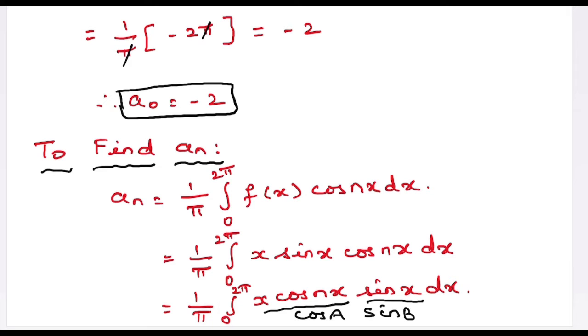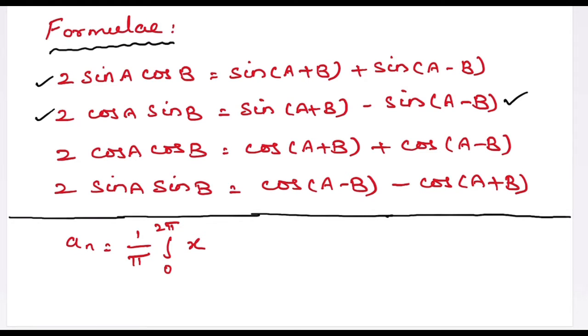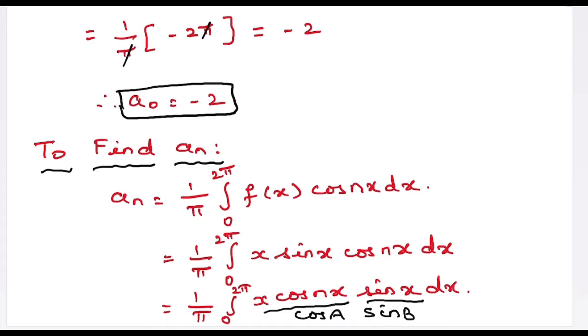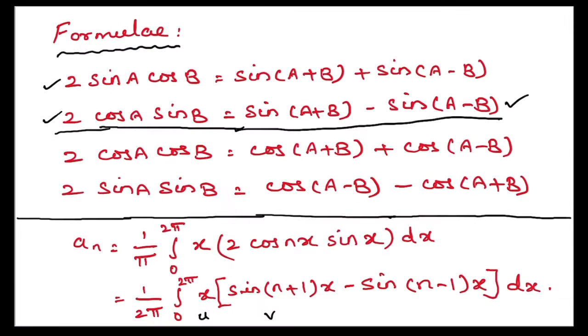That is, cos a sin b is equal to sin a plus b minus sin a minus b, the whole divided by 2. We replace our integral as 1 by pi integral of x cos nx sin x, which is like x into cos a sin b. We apply the formula cos a sin b here, taking cos nx as cos a and sin x as sin b. You can also take sin a cos b, both are correct. By applying the cos a sin b formula, we have 1 by 2 pi integral 0 to 2 pi x into sin n plus 1 into x minus sin n minus 1 into x dx. The divide by 2 comes outside as 1 by 2 pi.